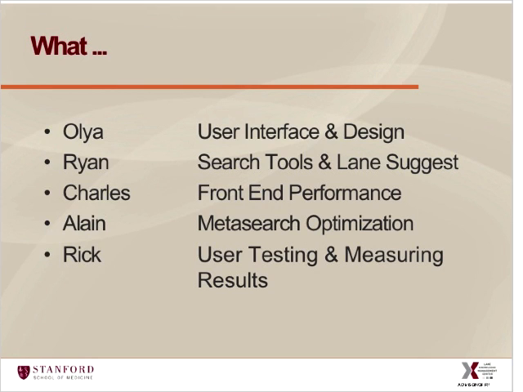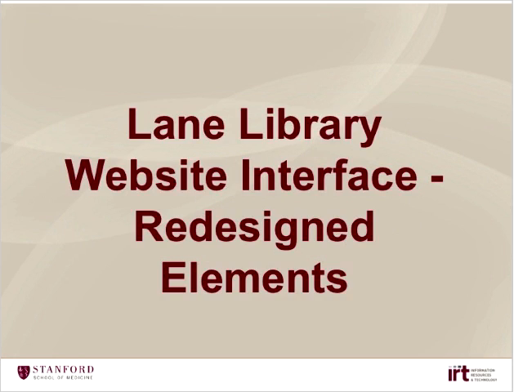Search tools: Lane suggest is when you're making a search, you get the drop down like you do on Google now with suggested entries. Front-end performance means having the user interface pages show up quickly. Meta search optimization means making the search happen fast. And then Rick, my librarian who loves HTML, did a bunch of user testing and results, and I know that's going to be important to you.